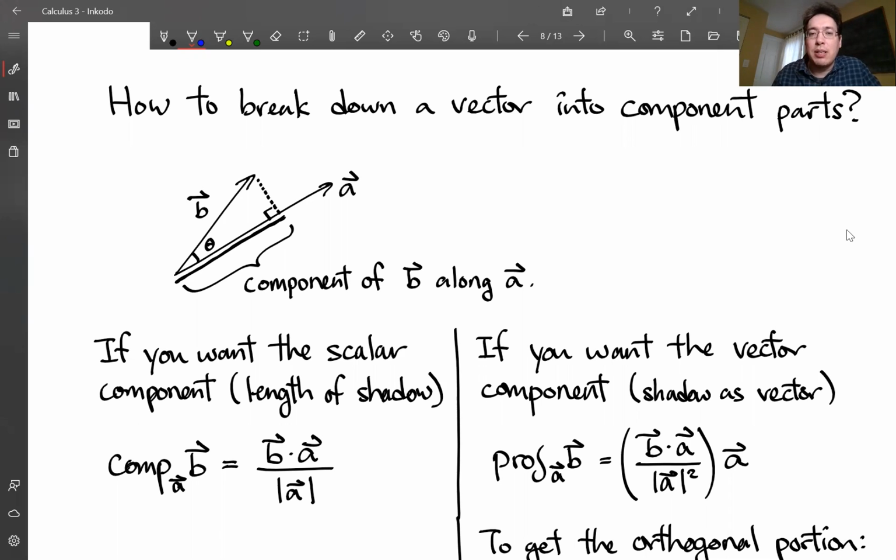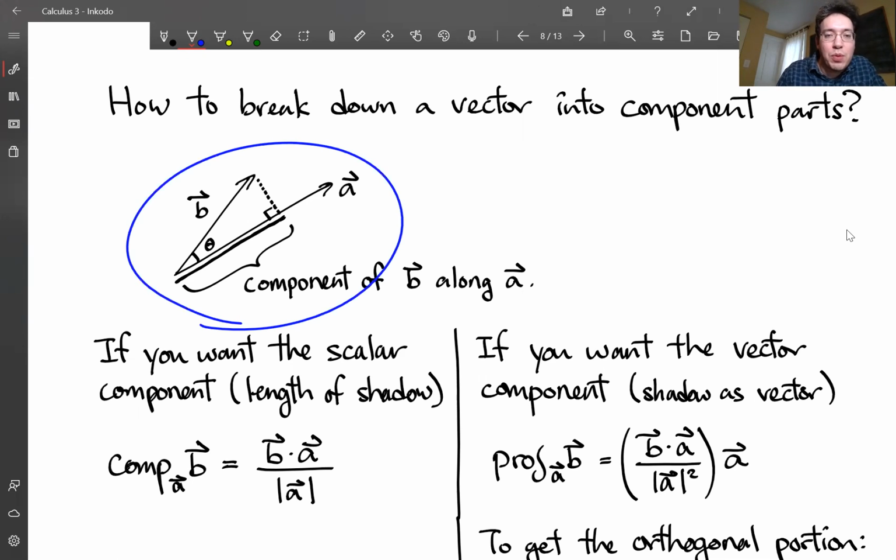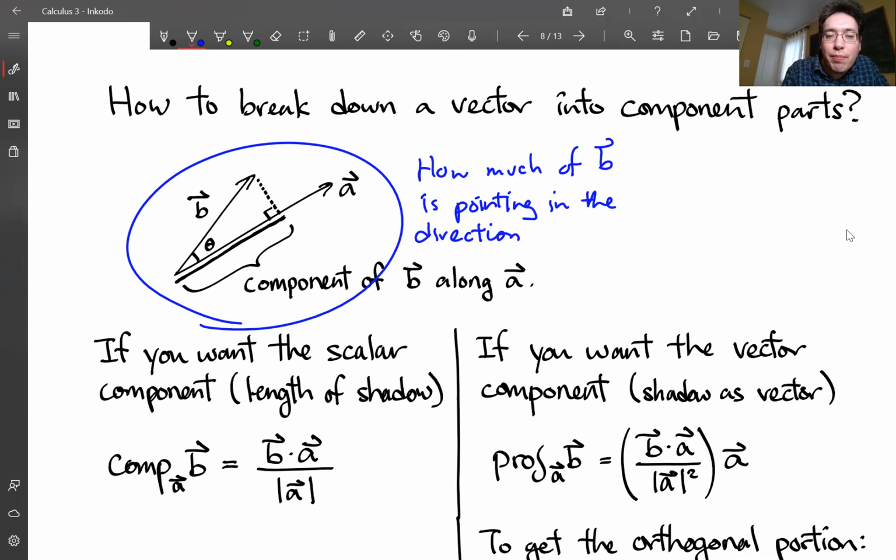When we're working with geometry in 3 dimensions or even in 2 dimensions, a question that we frequently ask is how much of this vector is pointing in the same direction as another vector. So I want you to focus on this picture over here. And we might ask the question, how much of B is pointing in the direction of the vector A? And we call that the component of B along A.